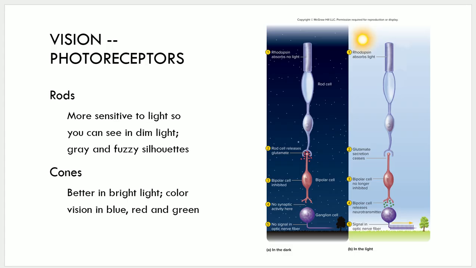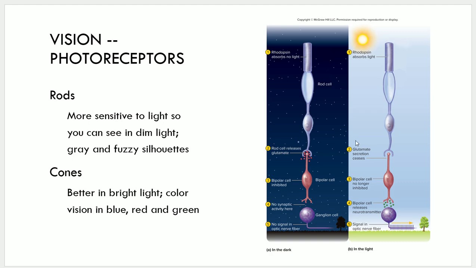Vision and photoreceptors. Rods and cones. Okay, so you've heard about rods and cones forever. Rods are going to be more sensitive to light, so they let you see in dim light or low light. That's what gives you the gray and fuzzy outlines. Basically, rods help you see in the dark. Cones are for color, so that should be easy to differentiate. Cones, color. Cones are better in bright light, and your color vision's going to be in shades of blue, red, green, and then the blending of those three. Cones are for color again. Rods are gray, but give you night vision. That's the best way to remember these.